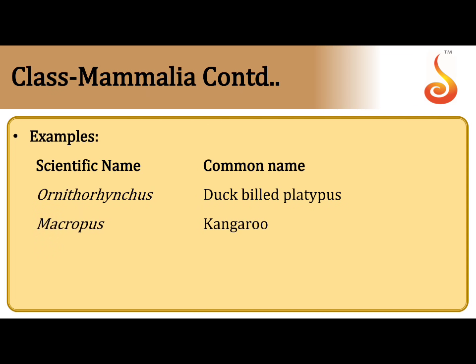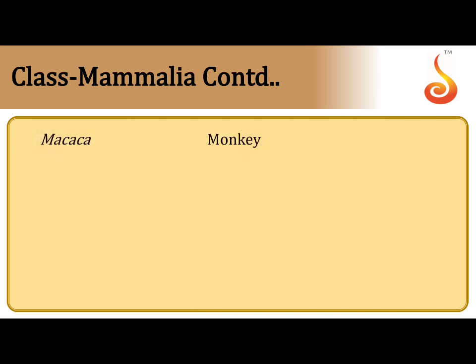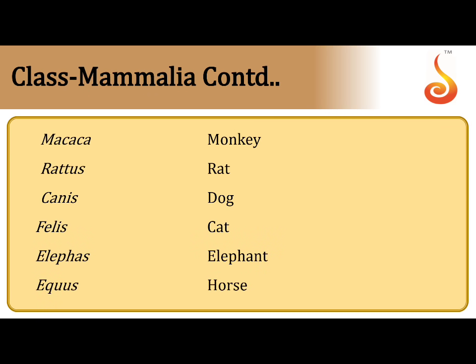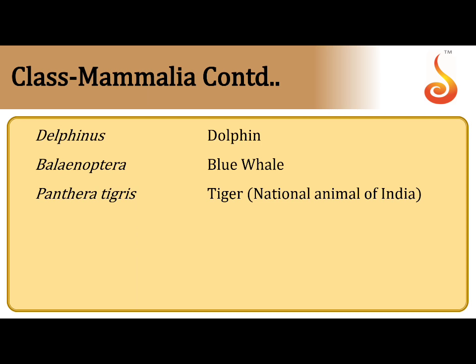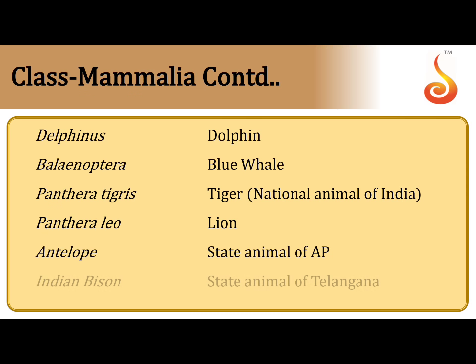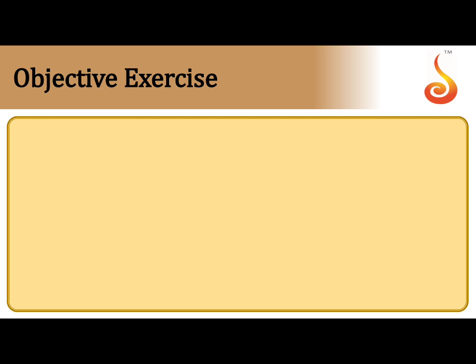Along with the scientific name, Ornithorhynchus is called duck-billed platypus. Macropus is called kangaroo, Pteropus flying fox, Camelus camel, Macaca monkey, Rattus rat, Canis dog, Felis cat, Elephas elephant, Equus horse, Delphinus dolphin, Balaenoptera blue whale, Panthera tigris tiger, Panthera leo lion, antelope state animal of Andhra Pradesh, Indian bison state animal of Telangana, and so on.